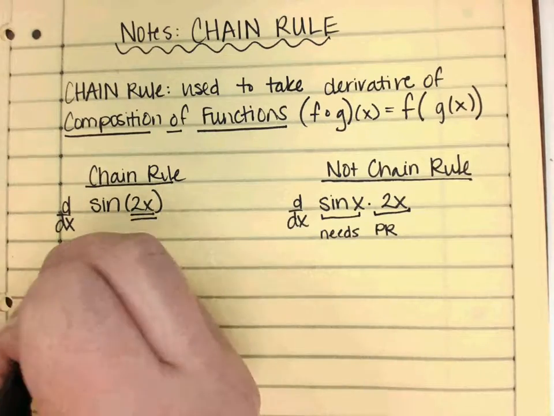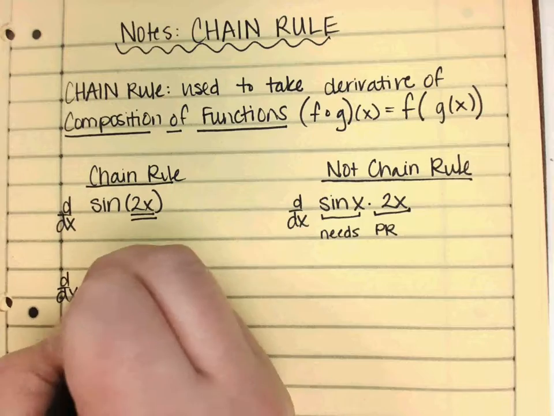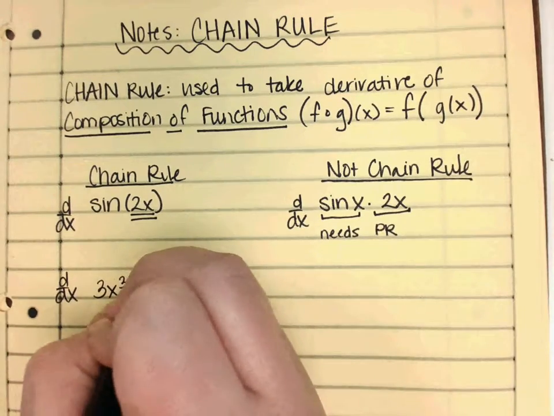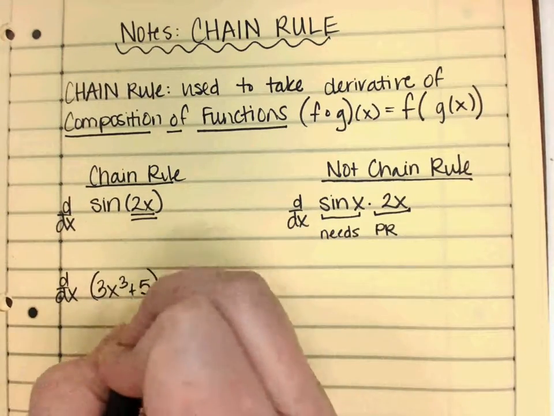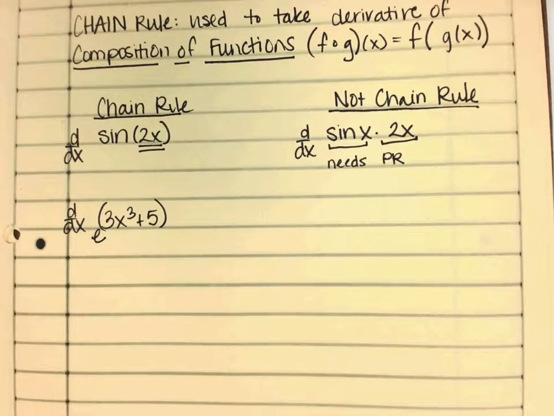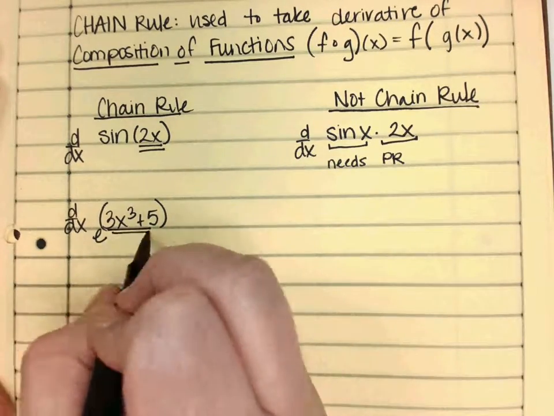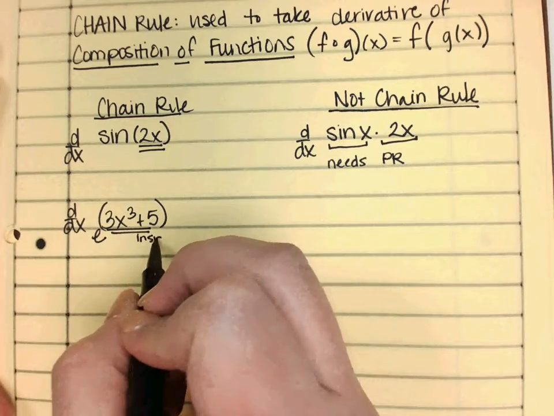Okay, another example, d dx. Let's say you have 3x cubed plus 5 inside an e. So it's e up to the 3x cubed plus 5. That is a chain rule. Underline the inside function. What would you be underlining? 3x cubed plus 5. Okay, that's the inside function.